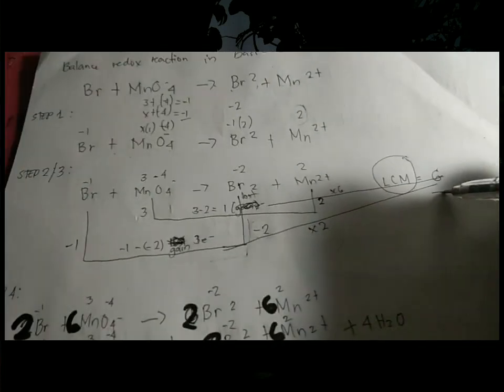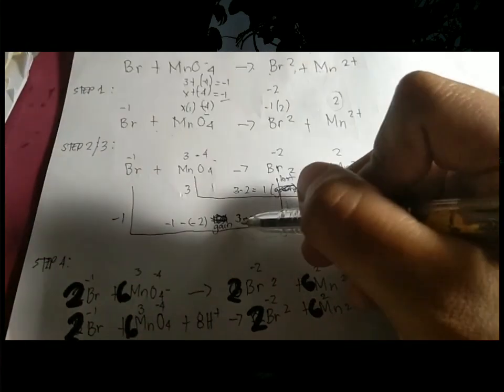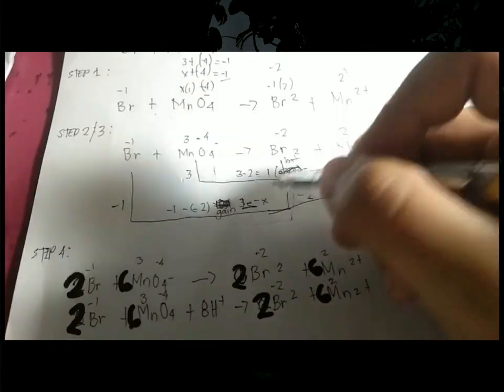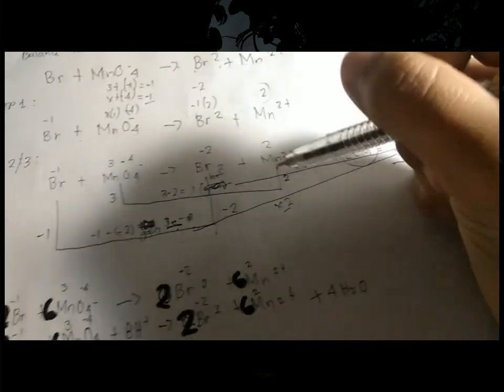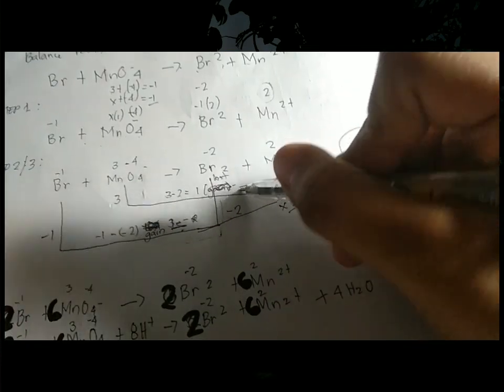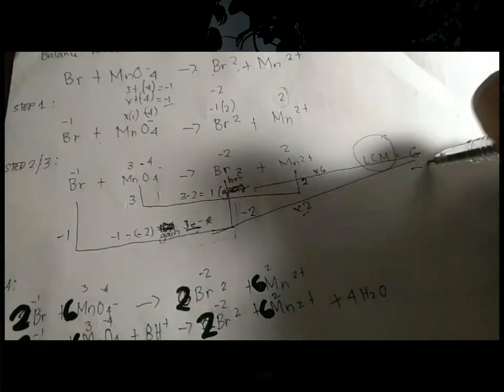So we are going to find a number that is equal to 6 when we multiply it to here. So we are going to multiply 3 by 2. So we're going to 6, and then we're going to multiply 1 by 6. So we're going to 6. So in step 4, we are going to scale to match the electrons lost and gained for both reactions.